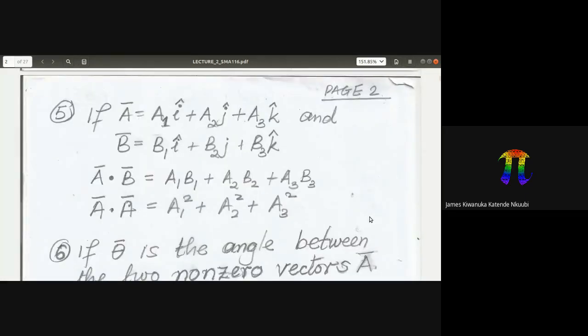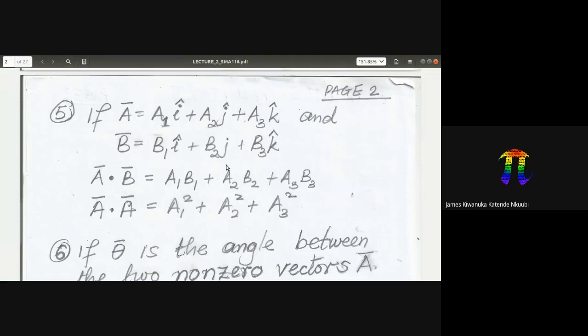So the next property is if you have two vectors, A and B, and we write them in terms of i, j, and k, then the dot product of the two vectors is simply A1 B1 plus A2 B2 plus A3 B3. We shall prove this later. That means also A dot A, if you get the dot product of a vector with itself, it will simply be the sum of the squares of these coefficients of i, j, and k. So that would be A1 squared plus A2 squared plus A3 squared. Again, this is an important property.